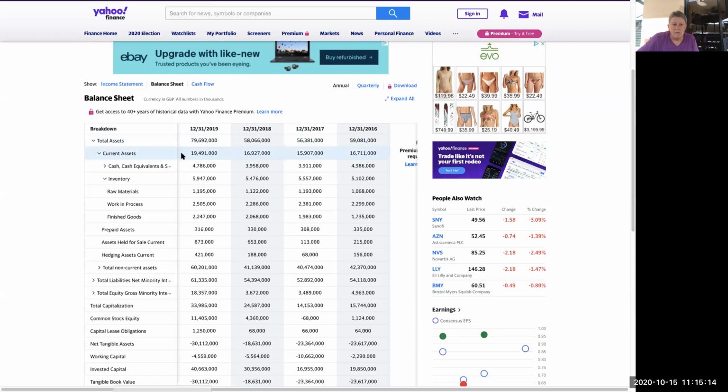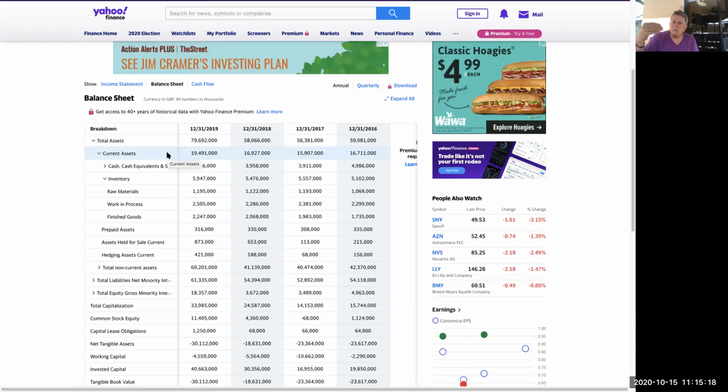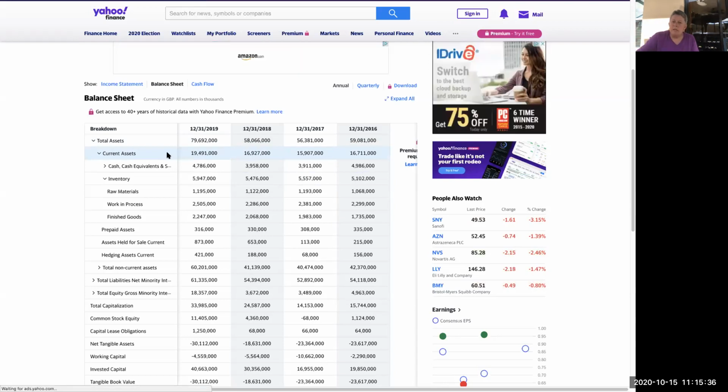Current assets are things that you can convert in less than 12 months to cash. So that usually includes cash, cash equivalents, okay, and short-term investments. So those are the things that you can use immediately to pay your bills and your salary and all of those things.